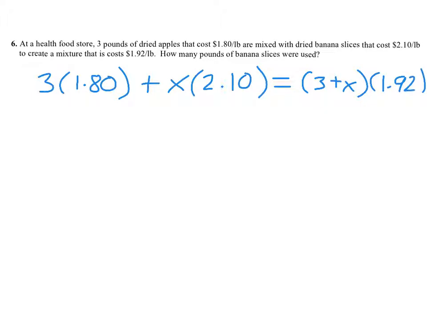Alright, $1.92 is closer to $1.80 than it is to $2.10. So because this price is closer to that than it is to that, I'm going to say that there is more of the $1.80. There's more dried apples. So we should expect an answer that is less than 3.